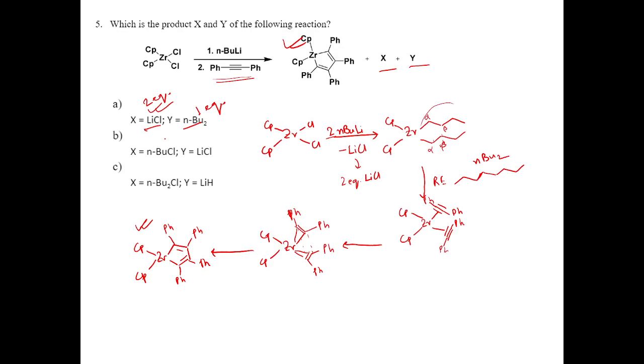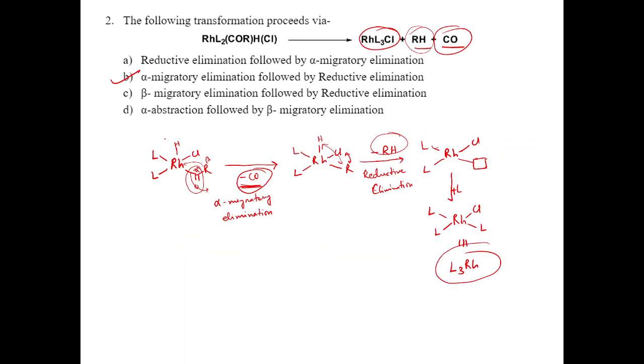I am telling, if it is a d0 complex, then always it will go alpha abstraction. Okay, so it's not a wrong statement, it's a right statement. Okay, so actually in the previous case, I'm going back to the previous one.